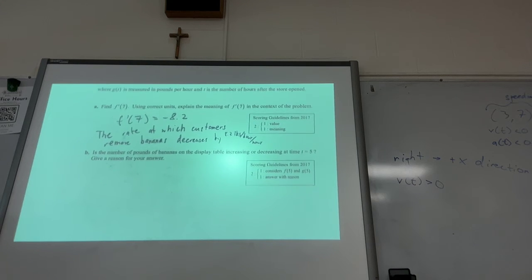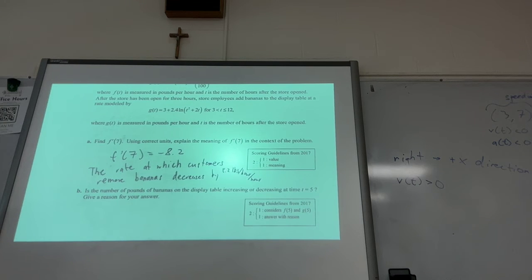All right. Is the number of pounds of bananas on the display table increasing or decreasing at time t equals 5? Give a reason for any answer. So it's going to be increasing if the rate at which they're replaced is greater than the rate at which they're taken away. If the rate at which customers take them off the shelves is greater than the rate at which the store workers can replace them, it's going to be decreasing. It's kind of like toilet paper during the pandemic. So we have to evaluate f of 5 and g of 5, and you do that with your calculator.